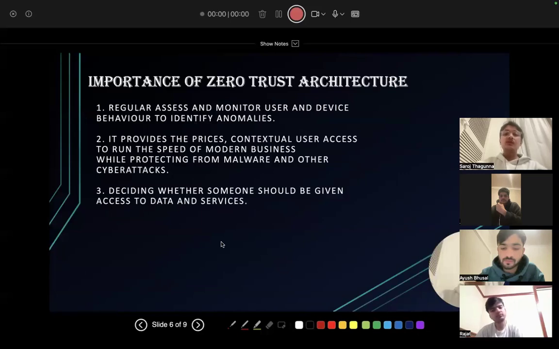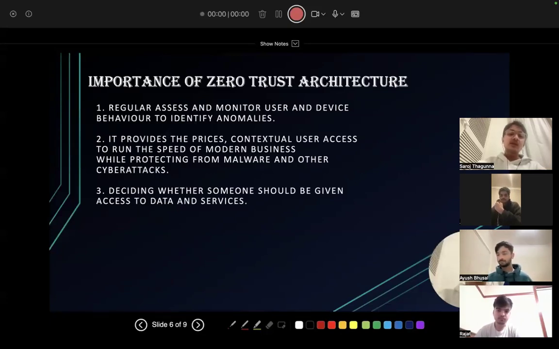Some of the importance of zero trust architecture are given below. First, it regularly monitors user and device behavior to identify anomalies. When we are using the system, we have to regularly monitor vulnerabilities in the system, to see what we are lacking and what can be done to prevent security loss. Second, it provides policies contextual to user access that keep up with the speed of modern business while protecting from malware and other cyber attacks.